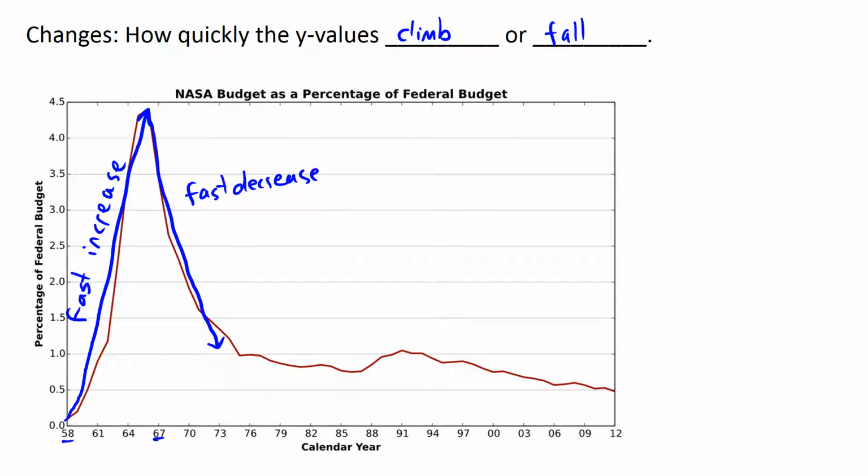From about 1975 or so, the budget decreases very steadily, but it does so very slowly. It takes a long time to decrease a little bit. So this is what we would call a slow decrease. Now, obviously, fast and slow decreases are going to be relative to a certain graph, but we can use these words within a graph to describe whether a change is happening very sharply or very slowly.